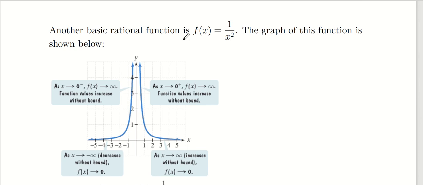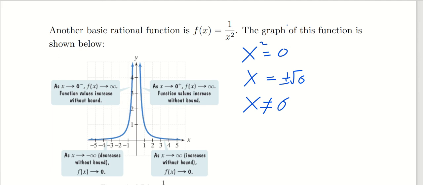Another basic rational function is the graph of 1 over x squared. It has the same domain as the previous function. Again, we can't have the denominator be equal to 0. To solve this, we can take the square root of both sides, and we see that there's going to be one restricted value, and that value is x cannot be equal to 0.